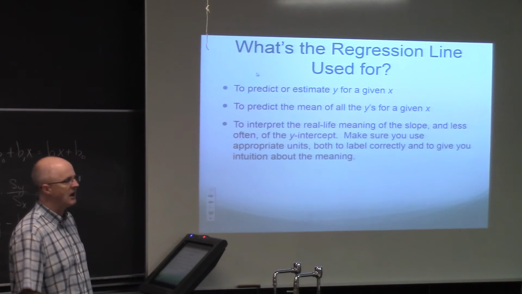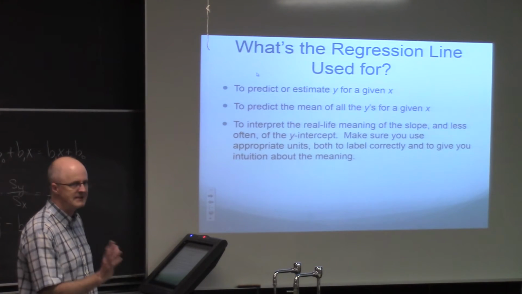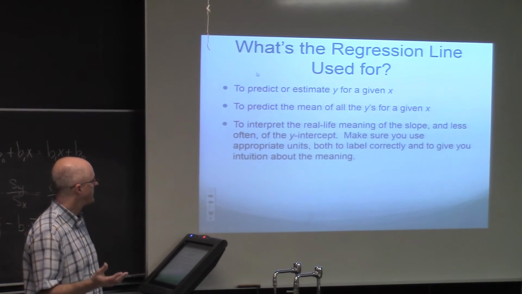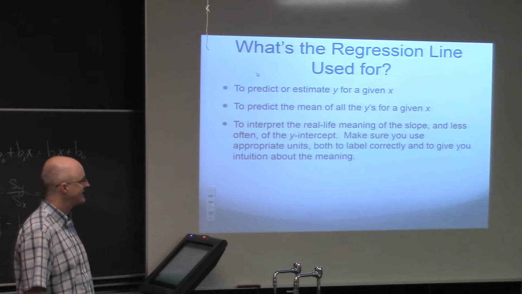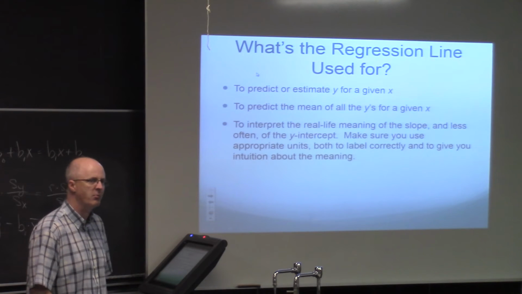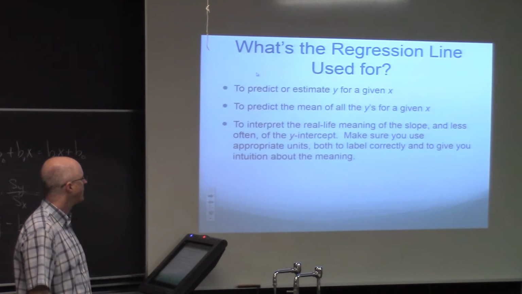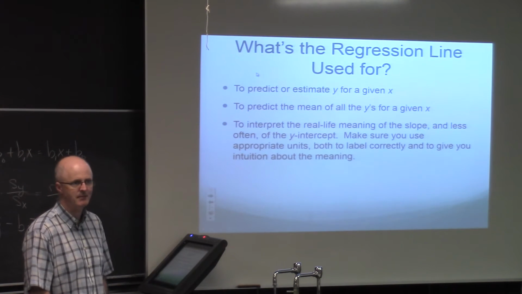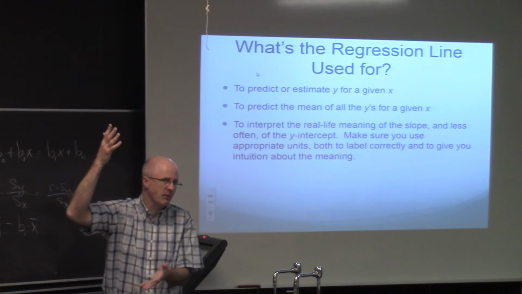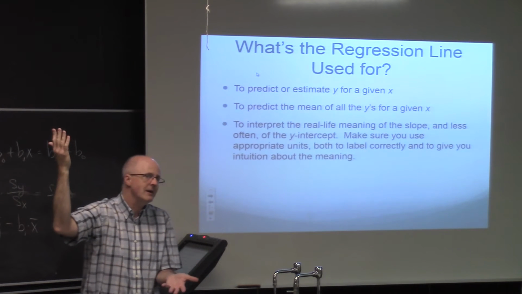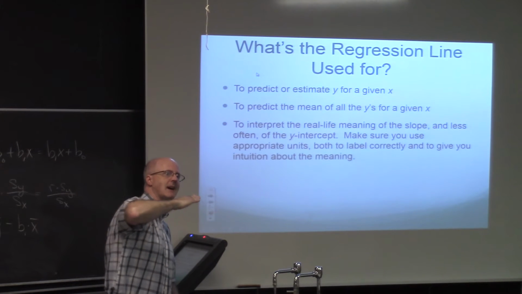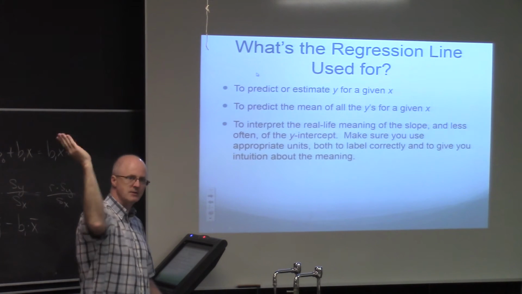And regression lines are also sometimes, well, at least the slope and the intercept, you focus on those numbers. You want to interpret the real-life meaning of the slope, and less often of the y-intercept. They have real-life meanings sometimes. Make sure you include appropriate units, both to label them correctly and to give you intuition about the meaning. The y-intercept always has units of whatever the units for y are. With Joe Mauer, if you're trying to predict his home run number in a season based on his batting average in a season, the units would be how many home runs.